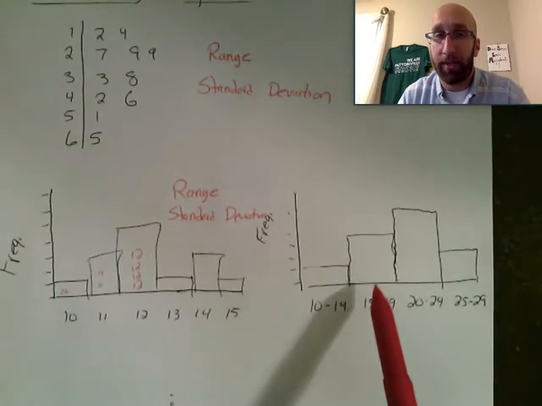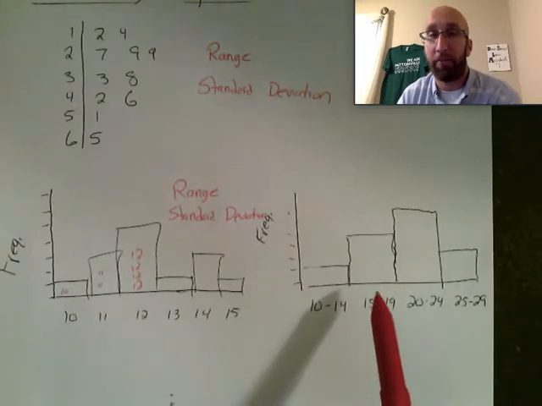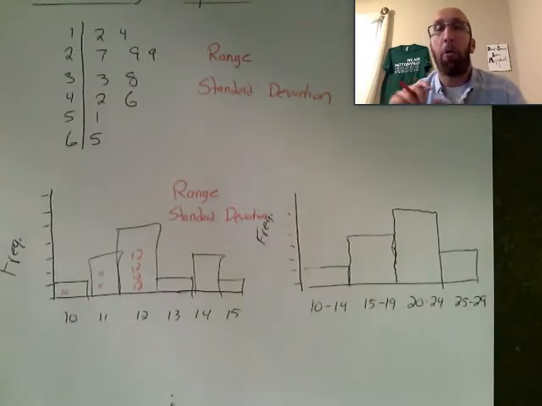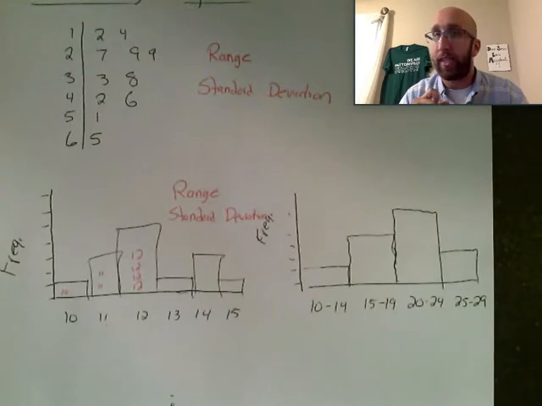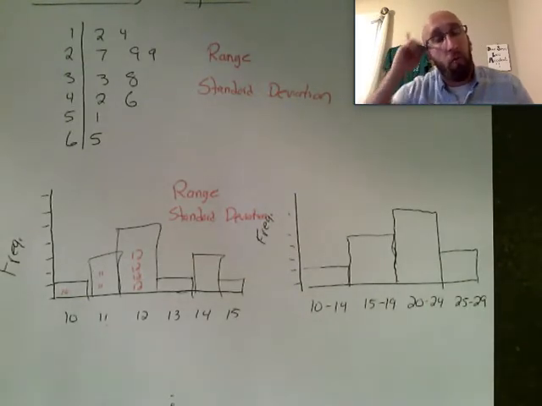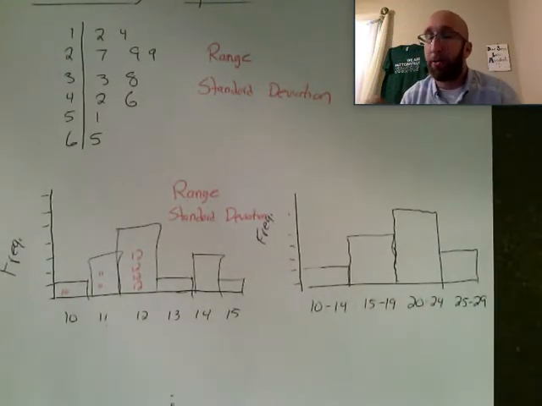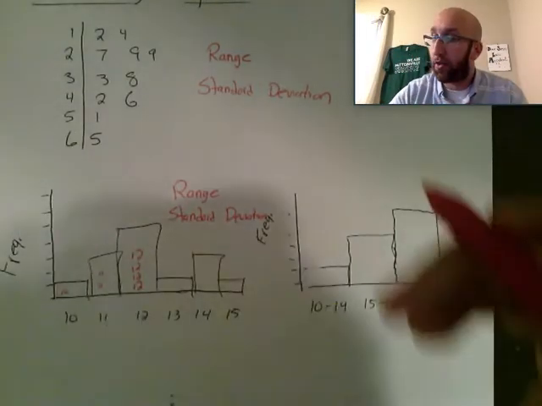Same over here with the 15 to 19. You know, you could count up how many data points are in the 15 to 19 range, but I don't know, are those 15s, 16s, 17s, 18s, or 19s? So I don't know specific values. So when we talk about range, or sorry, a spread with one of these, it's a little bit tougher and our options are limited.